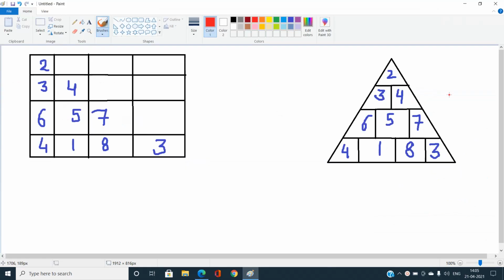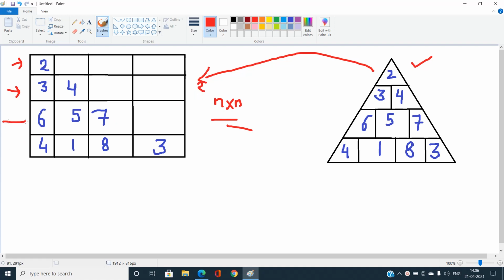We have been given this triangle, but we can convert it to an n into n matrix. How are we going to do that? For this 2, I have placed it at position (0, 0), and for this 3 and 4 I have placed them in the next row, such that the number of columns is one more than the previous row's. So it will have 2 columns, and similarly the next one will have 3 columns. I have placed the elements like 6, 5, 7 from the leftmost side, that is 6, then 5, then 7, and it becomes an n into n matrix.